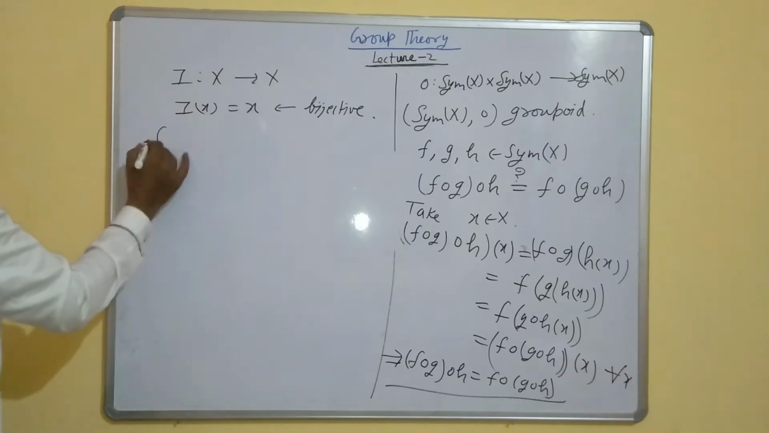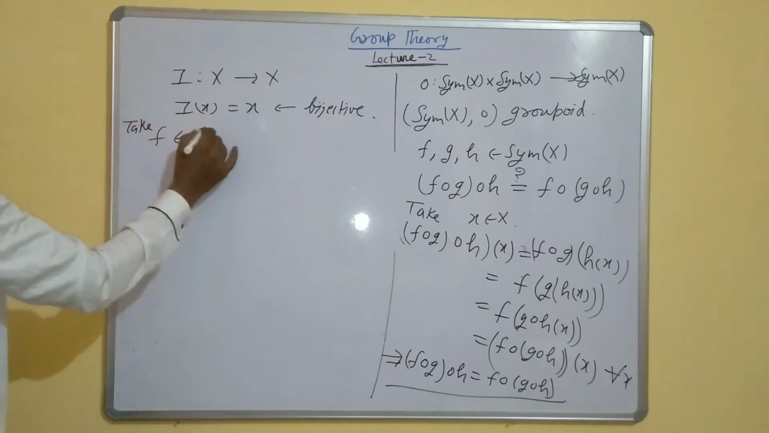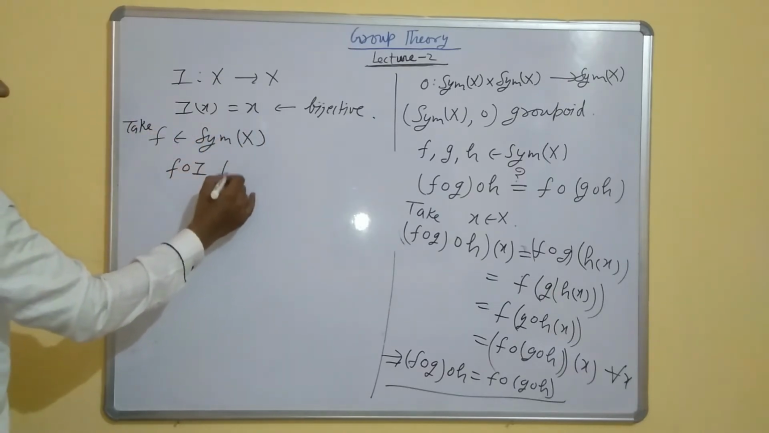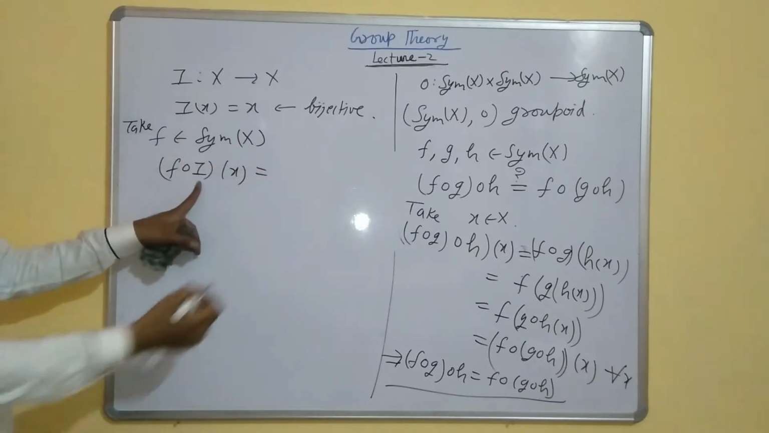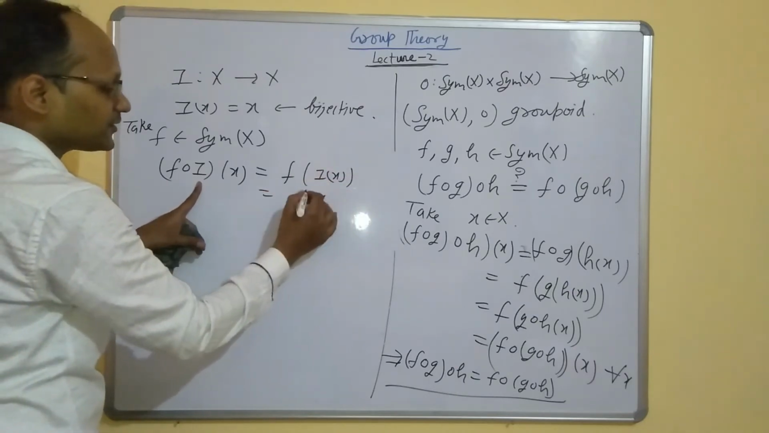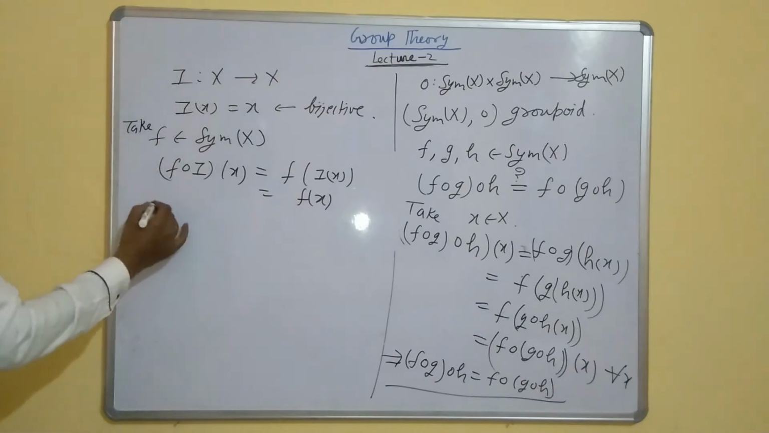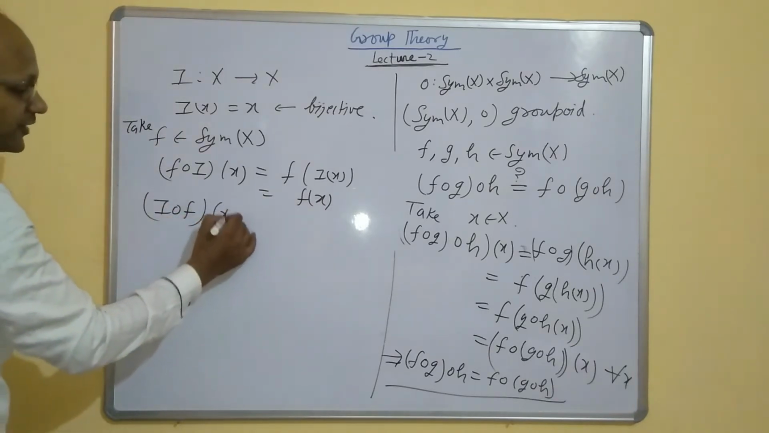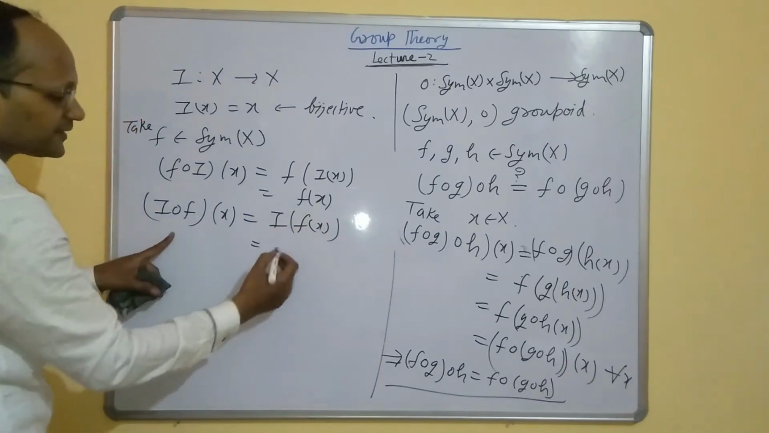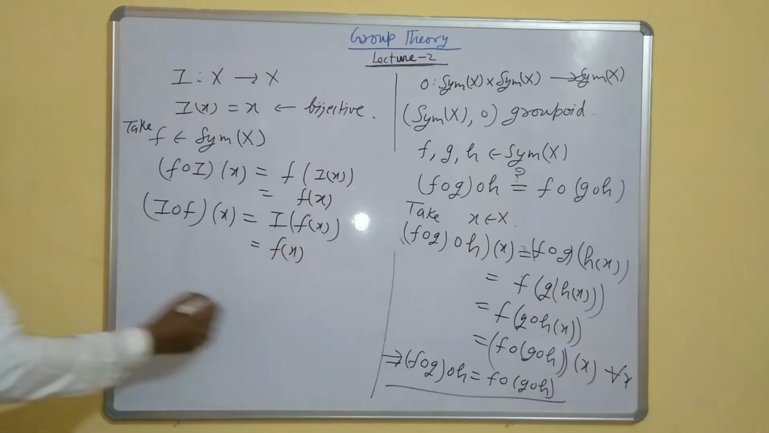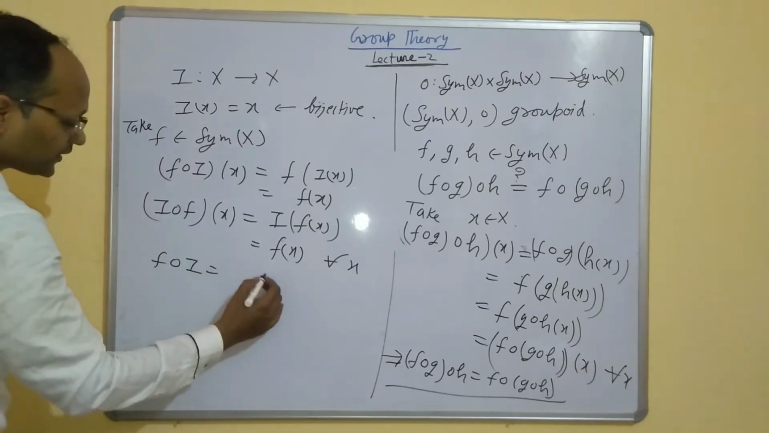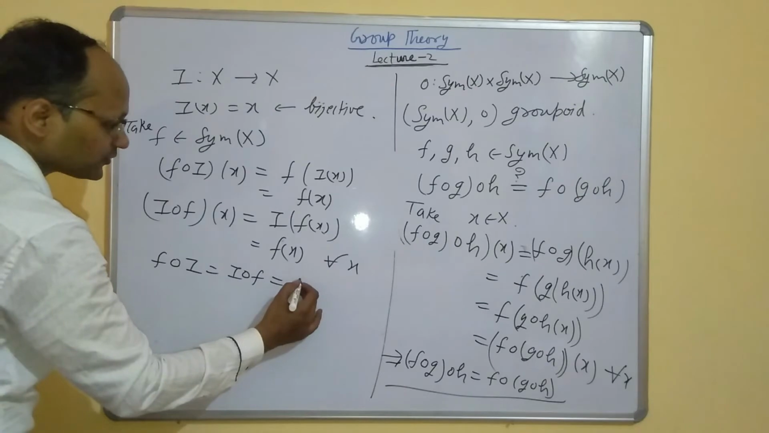So now suppose I take f in Sym(X) and I compose this f with this map and take the image of x, then this is f applied on I(x) and I(x) is x, so f applied on x, so it is f(x). Now similarly, if you take this applied on x, then this is I(f(x)), but I of anything is that thing itself, so it is f(x), and this is true for all x, both the identities are true for all the x, so I can write I composed with f is equal to f composed with I is equal to f.